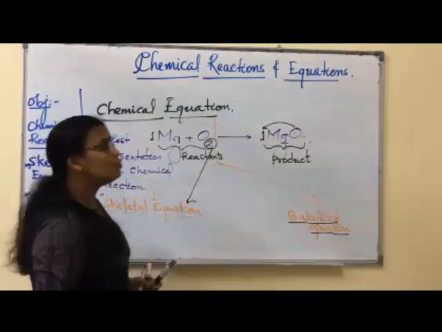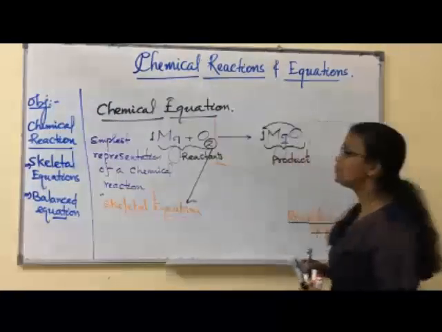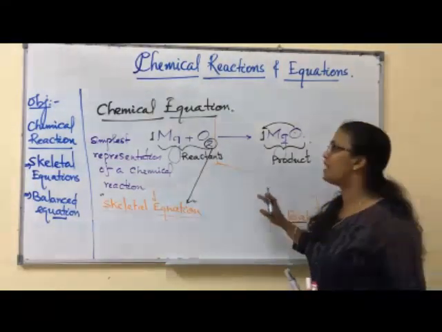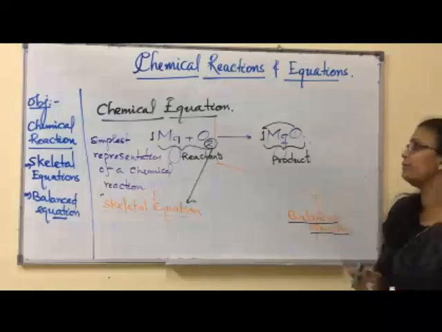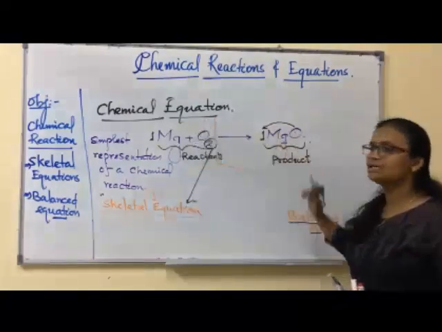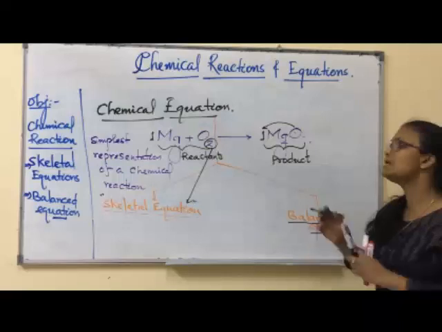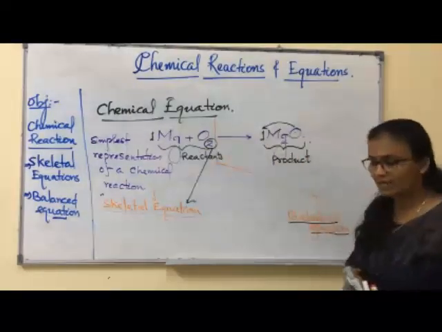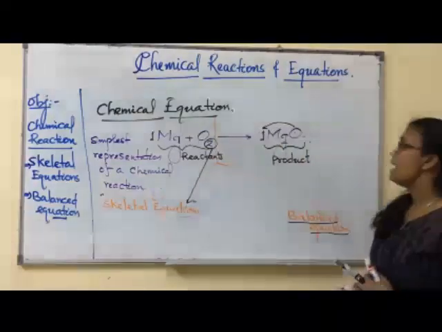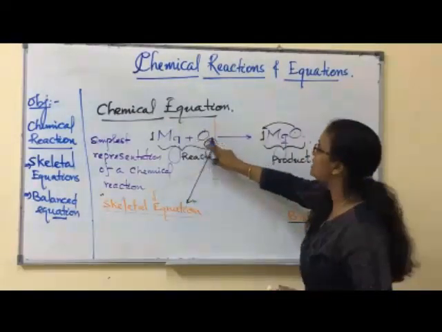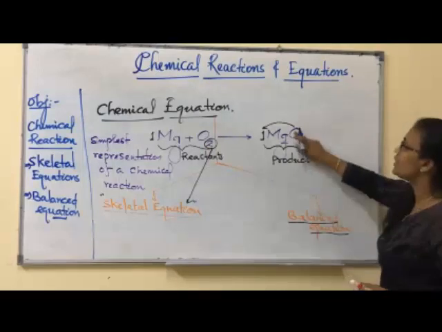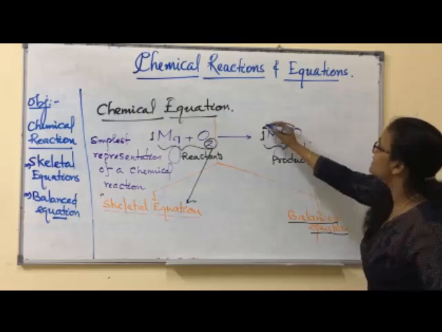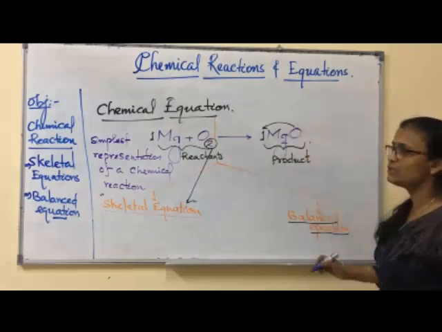Then how can you convert the skeletal equation into a balanced equation? We should equate the number of atoms of each and every element involved in the reaction, so that the reactant side and the product side are the same. Magnesium we don't need to worry about because magnesium is already 1 and 1. But oxygen here is 2, and in this side oxygen is 1 only. But you should remember this is the molecular formula of magnesium oxide.